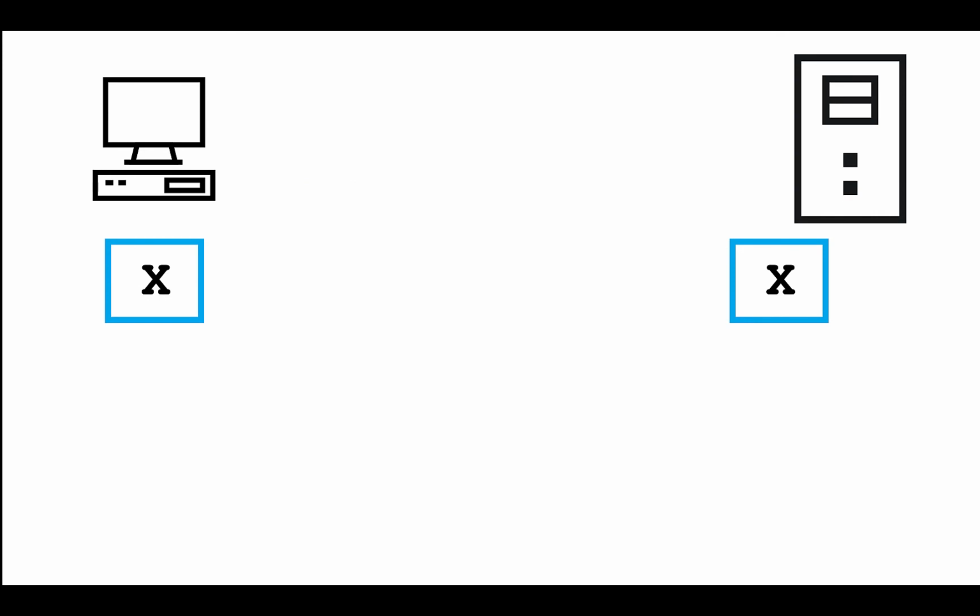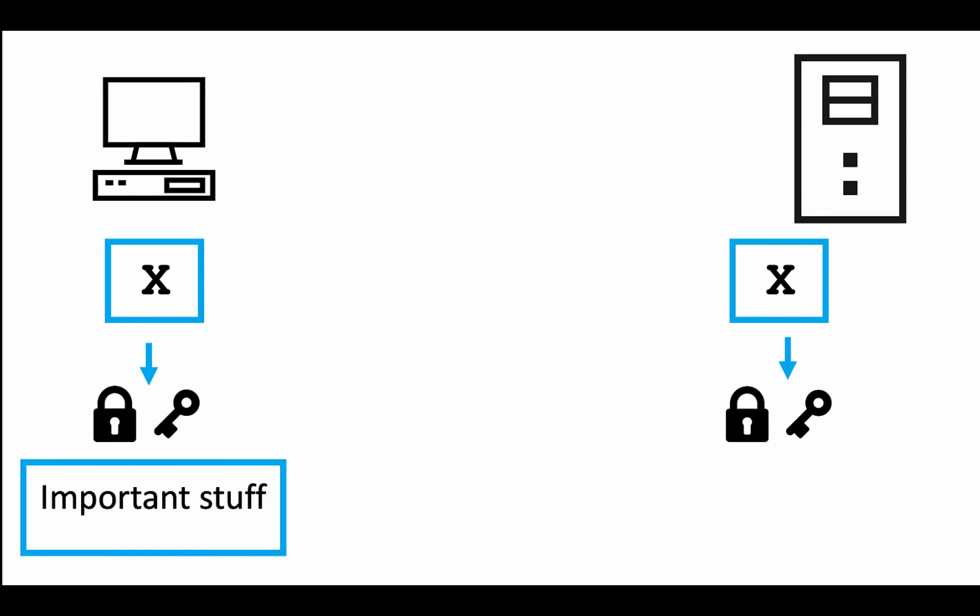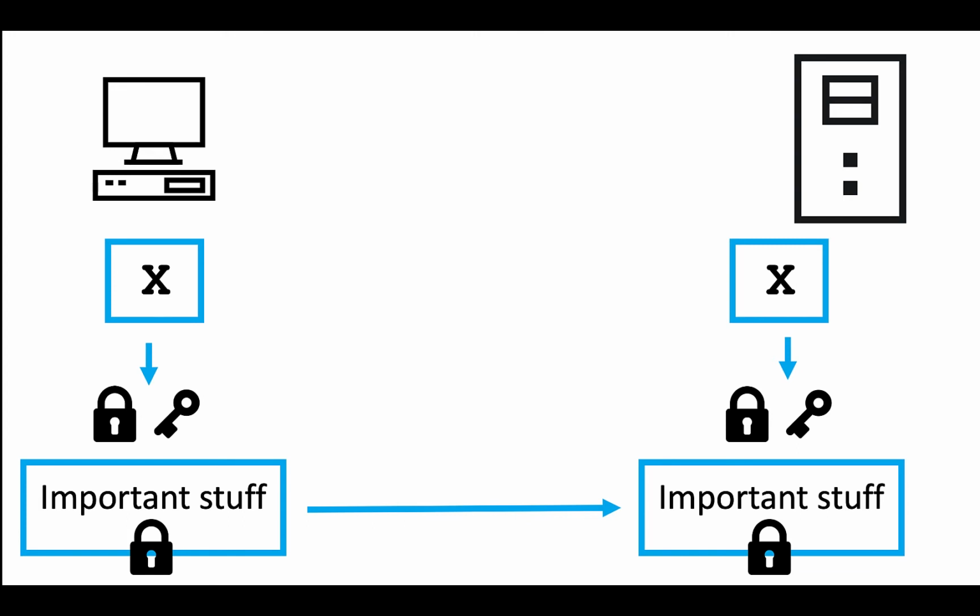So from X, both the client and the server are able to derive identical symmetric session keys. Now the client can use that session key to take sensitive information and encrypt it, send it over the wire to the server, where the server can apply the same session key that it derived and decrypt it.